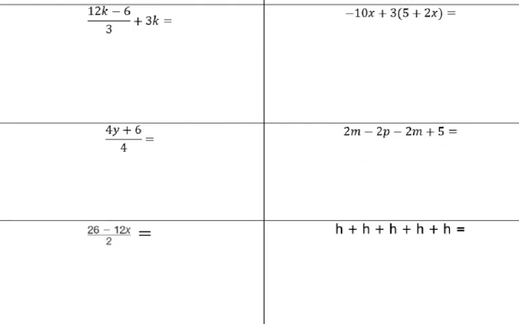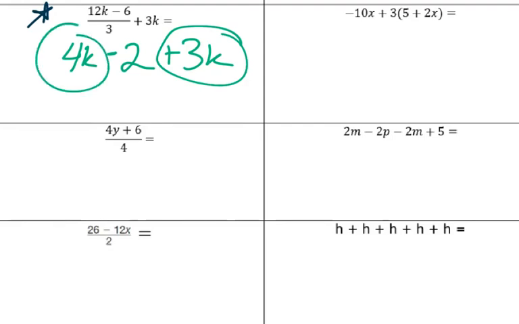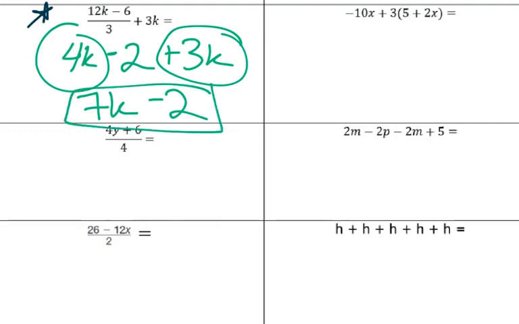Next up, this one is a little bit more because not only do you have a distributive property of division, but then you have to simplify terms after that. 12k divided by 3 is 4k. Minus 6 divided by 3 is 2. Plus 3k. I can combine my 4k and 3k. They're both positive to make 7k minus 2 as a final answer.